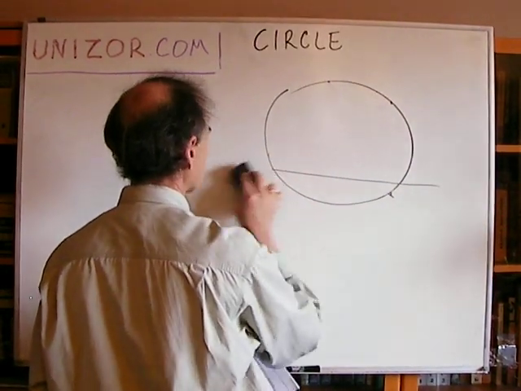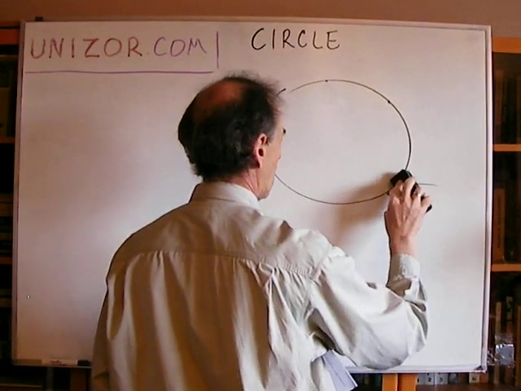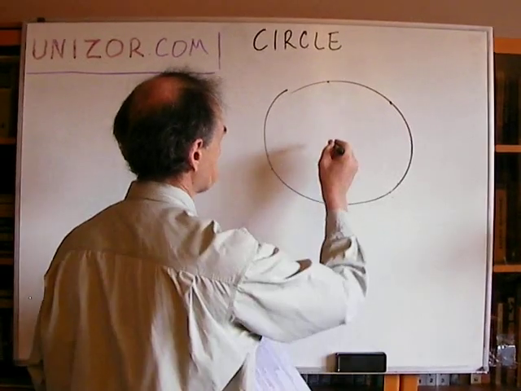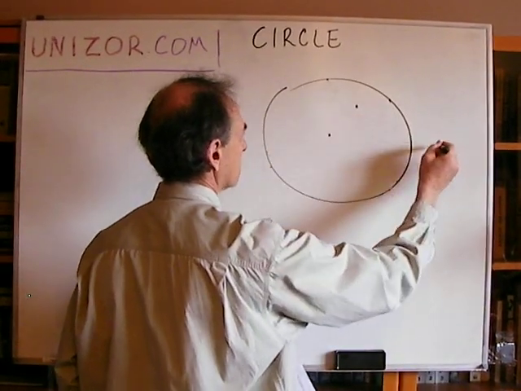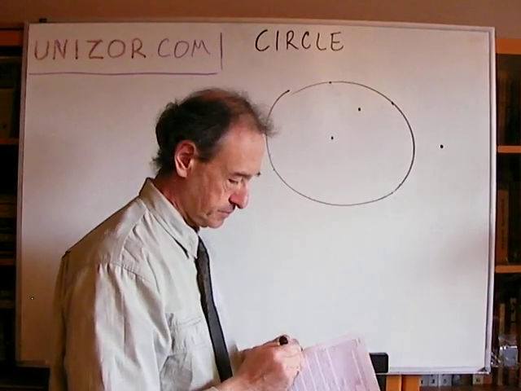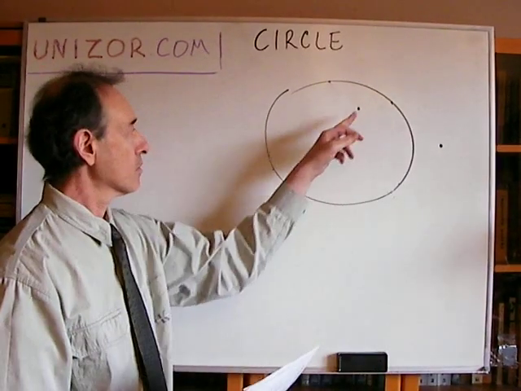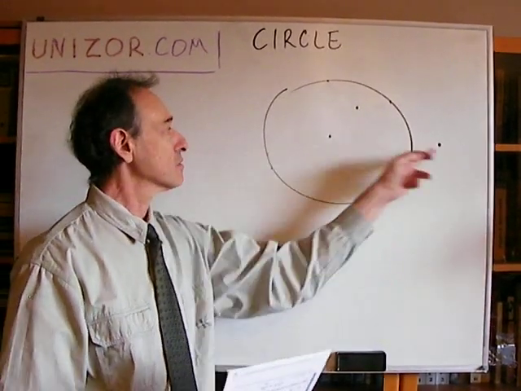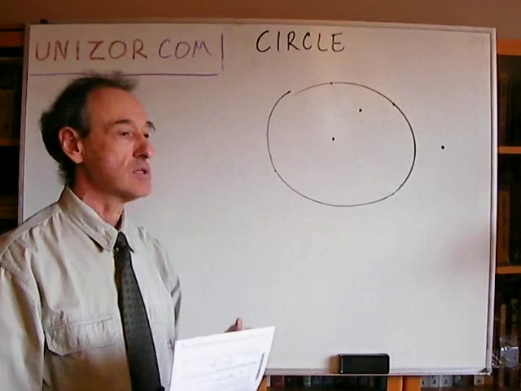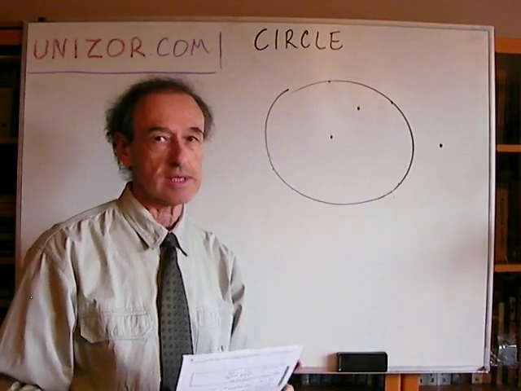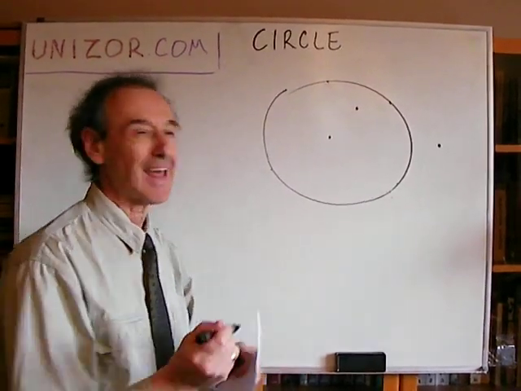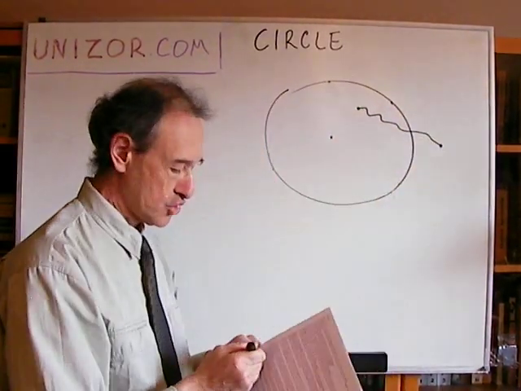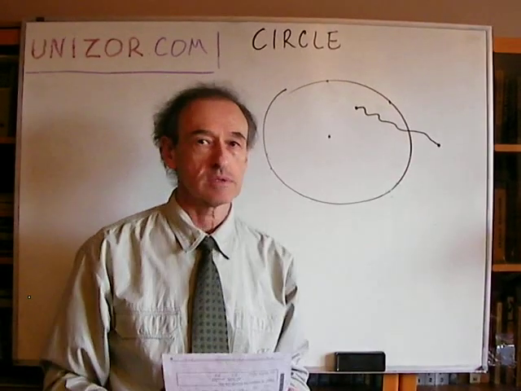This very interesting theorem. If you take two points, one inside and one outside of a circle. Inside, again, means the distance is less than radius, and outside means the distance to the center is greater than radius. So if you have two points, one inside, one outside, you cannot connect them with any line which doesn't cross a circle.